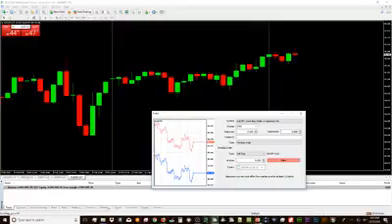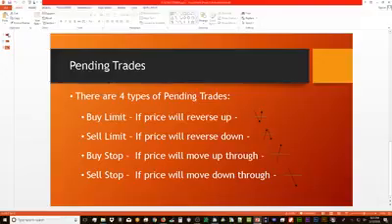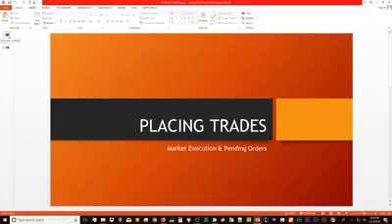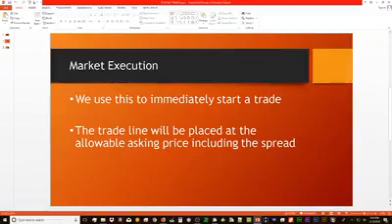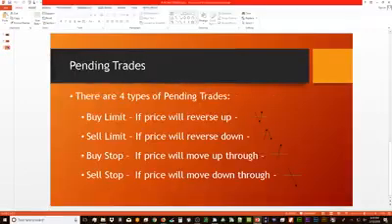So those are the different ways to place trades. We have the market execution, which is going to immediately start a trade for us. And then we also have our pending orders and the four different types of pending orders.